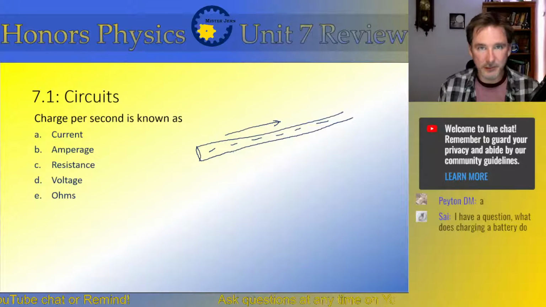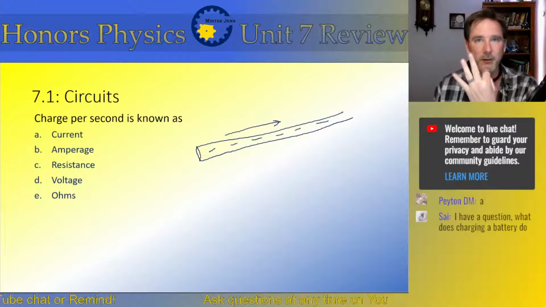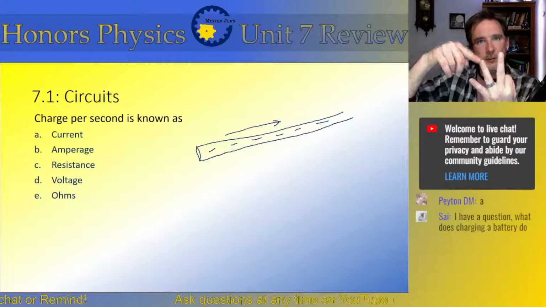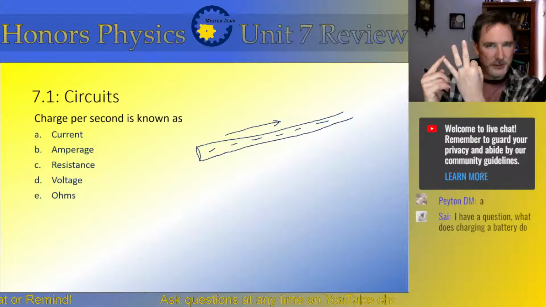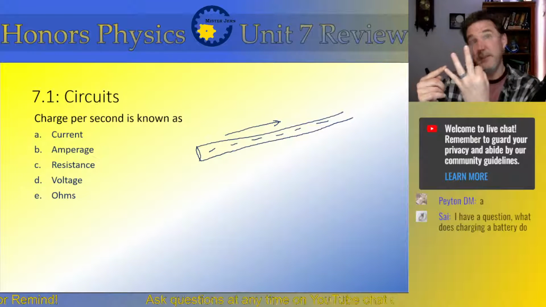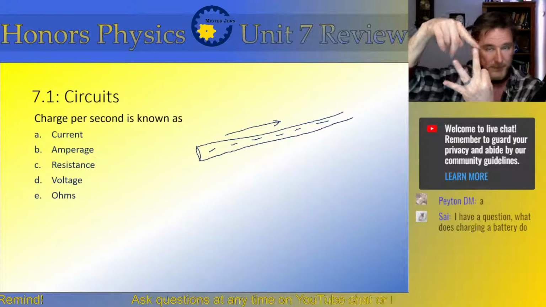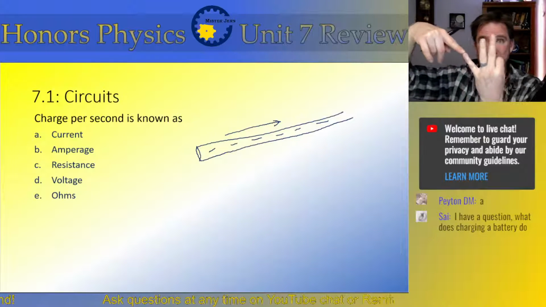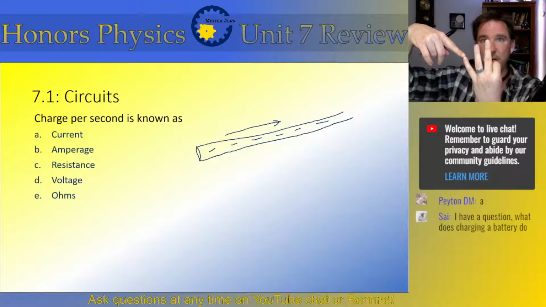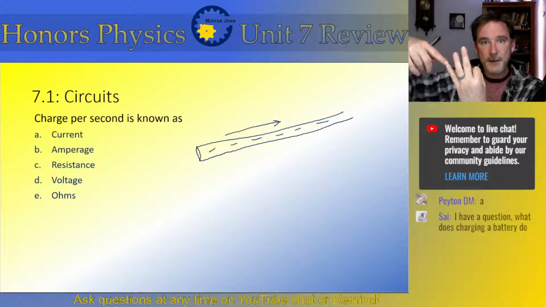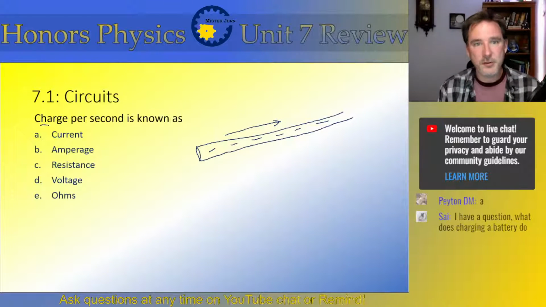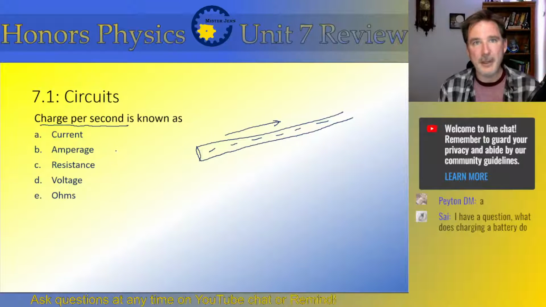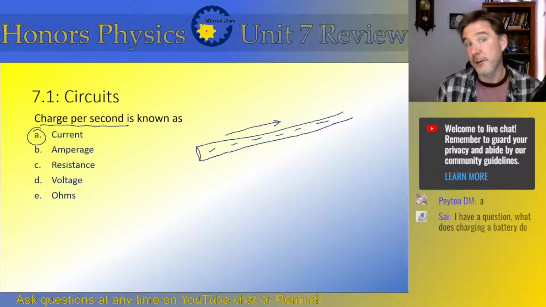Well, there's basically three choices with these things: current, voltage, and resistance. Okay, so which one best fits that? Is it the flow of electrons, current? Is it the push, called voltage? Or is it the opposition to flow, called resistance? Well, if you're talking about charge per second, that sounds an awful lot like flow. How many things are going by you per second? So the answer is current.